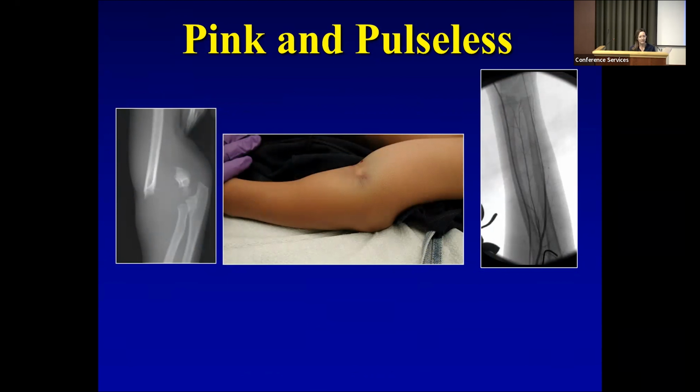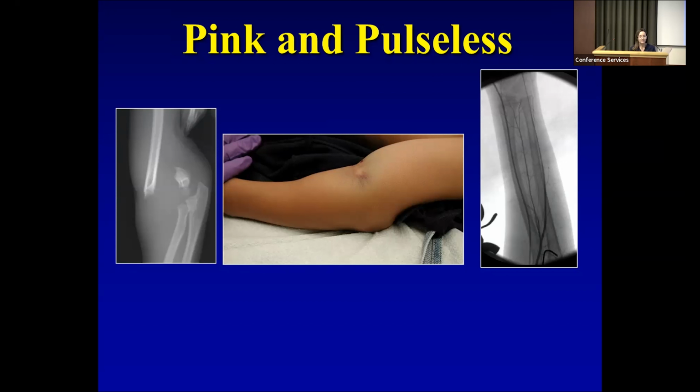But the key thing on the physical examination for us is whether or not the hand has good perfusion or not. So if the hand is white and you can't feel a pulse, that's even a more emergent situation than if the hand is nice and pink and warm, which means the blood flow is still getting through the muscles of the forearm and into the hand. Even if you can't feel a pulse, that's a much different situation.